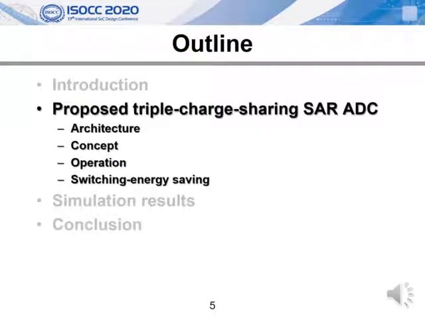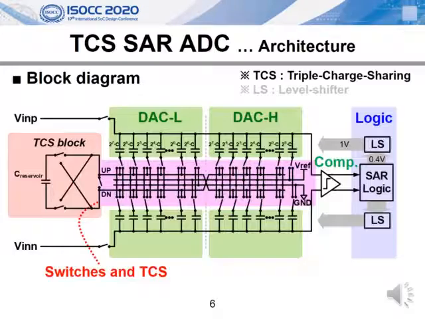Now let's move on to the proposed low power triple charge sharing SAR ADC. This is the top architecture of the proposed triple charge sharing SAR ADC. The TCS SAR ADC comprises SAR logic, decks for high and low decisions, deck switches, and a TCS block that supports the deck switching. The TCS block is added for the low power operation of deck switching.